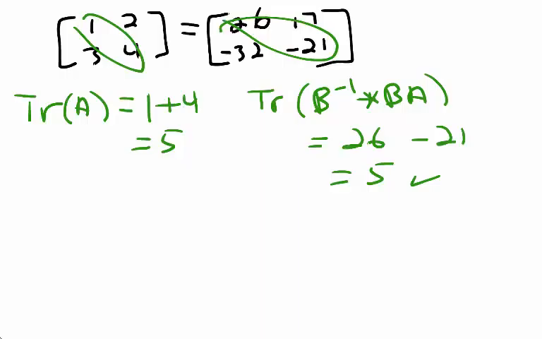So this concludes a brief description of what it means to be the trace of a matrix, along with a few properties that you may run across. I hope you found this example helpful, and we'll see you next time.